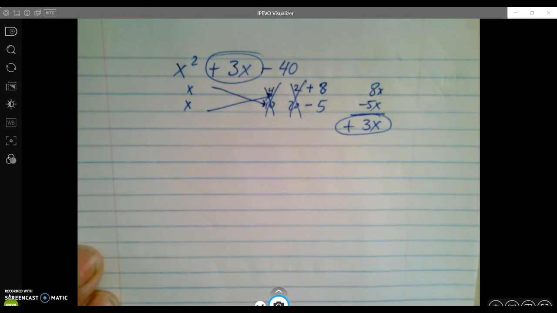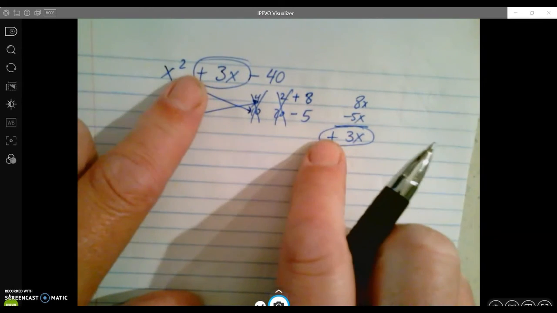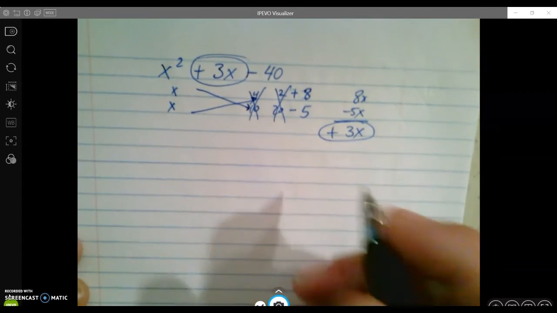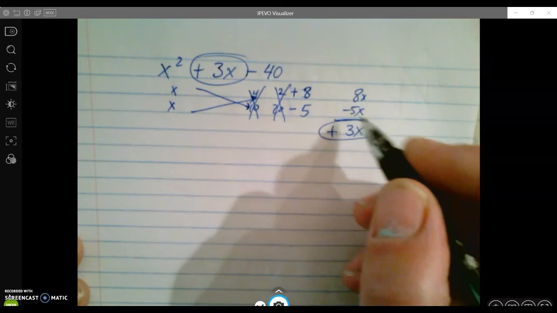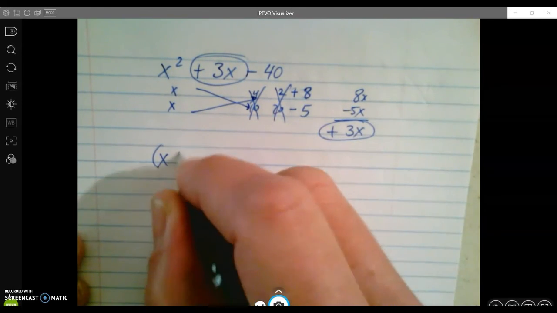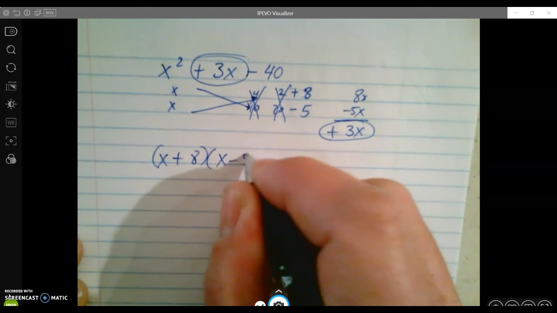Okay. So you got to check these and you got to pay attention to the sign. Because if we ended up with a negative 3x here, we'd have to flip-flop. We did something wrong. But we did it okay here. We ended up with a positive 3. So those are our factors. Positive 8. X minus 5.